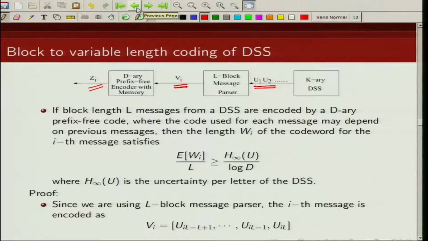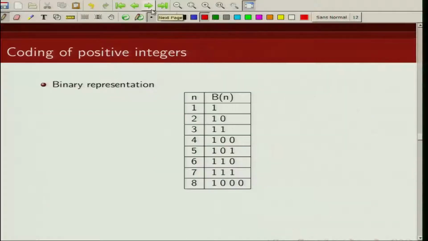If you recall, that's what we wanted to prove: that for block to variable encoding for a discrete stationary source, the expected output codeword length divided by the input block size length L is lower bounded by this quantity, which is related to the entropy rate of the discrete stationary source. Now we are going to show how we can do block to variable encoding for a discrete stationary source.